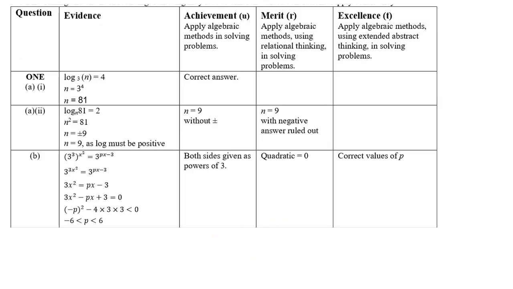So there's your marking schedule. You gave me n is 81 for the first one, you got yourself an achieved tick. n is 9, achieved tick only. n is 9 with the negative 9 ruled out, there's your merit tick. And between negative 6 and 6 gives you your excellence tick. If you set up this part just here, there's your merit tick. And if you can give me that part there, there is your achieved tick. Happy with that?